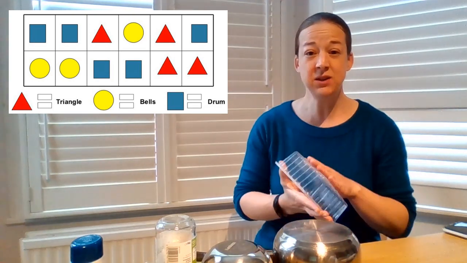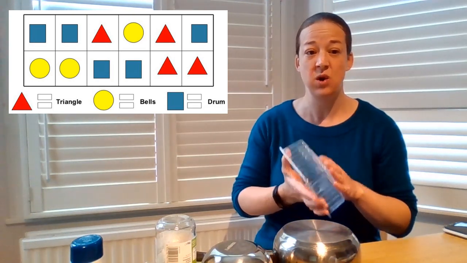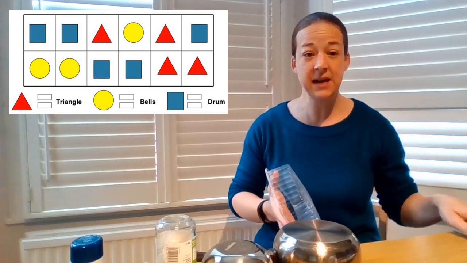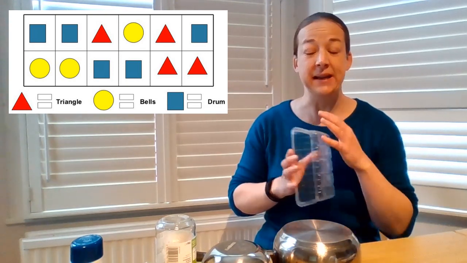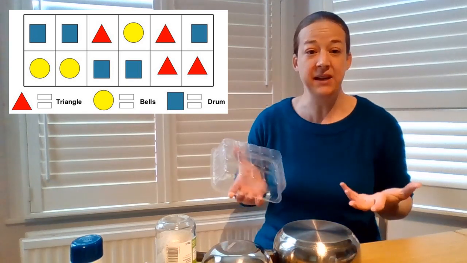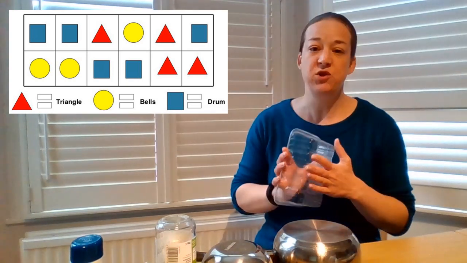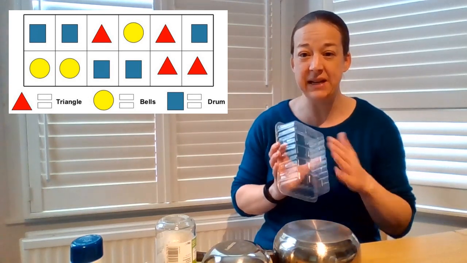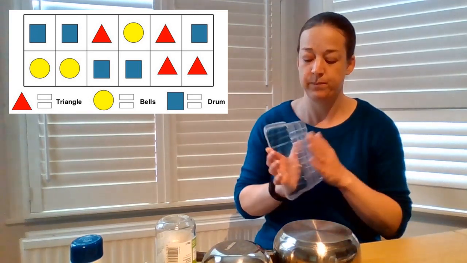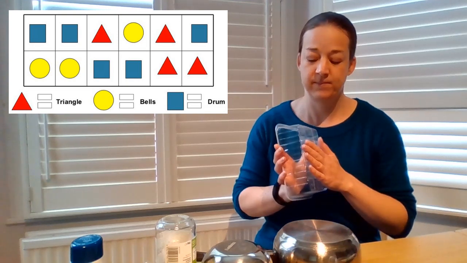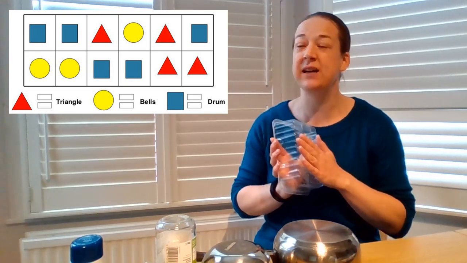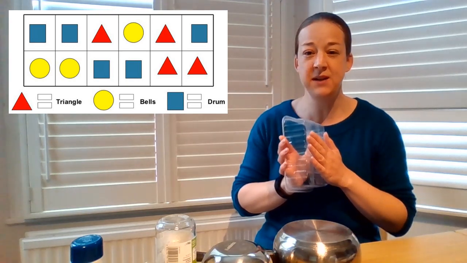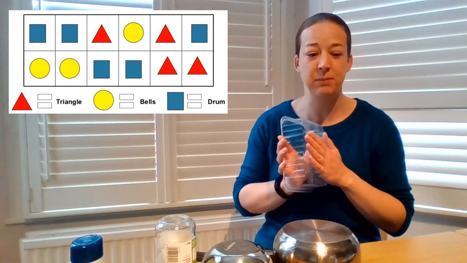And in this graphic score, it doesn't tell us what to play in each box. So that's up to me. So for my drum, I might just think up a short little beat, and that's going to happen each time the drum comes up. I think that's a bit boring. Let me try again. So that's going to be my drum beat. So every time there's a drum square in a box, I'm going to play that.